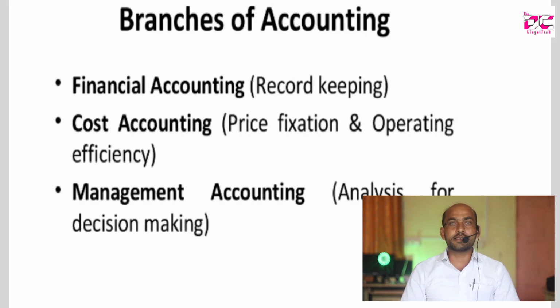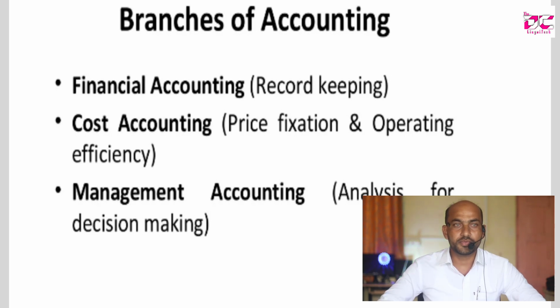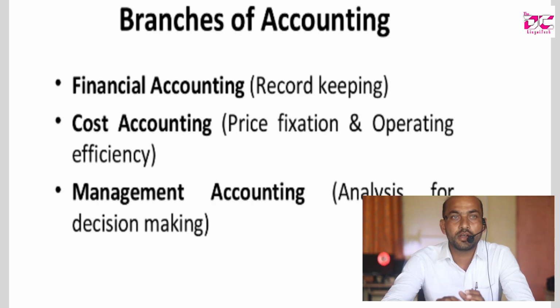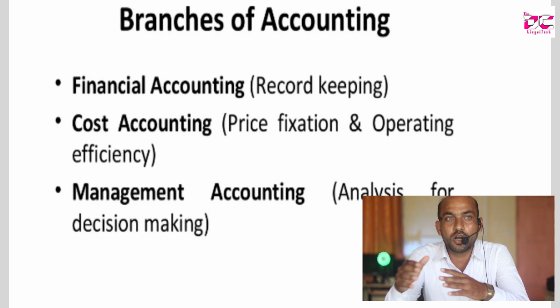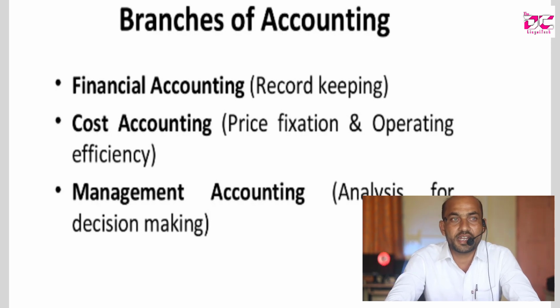Next, the various branches of account. So we know about the branches. In financial accounting, they keep only the record of business transactions in a systematic manner. After that, cost accounting. What is the role of cost accounting? Price fixation and operating efficiency. It covers leverage of account, profit and loss account, and all these things, the ratio analysis, happen in cost accounting. And the last one is management accounting, which is the analysis for decision making.